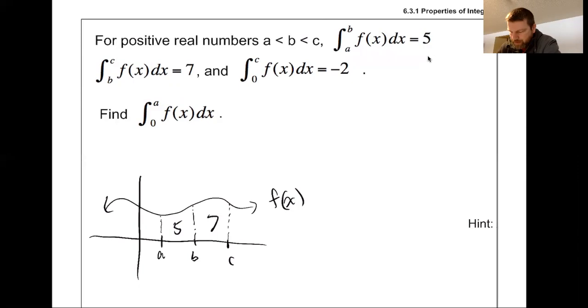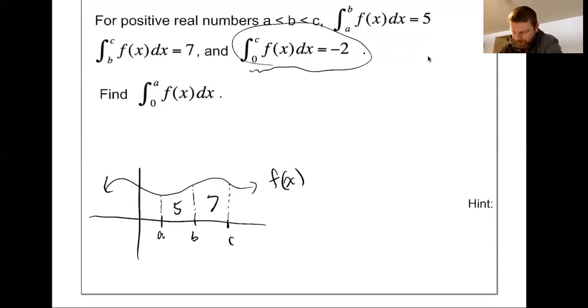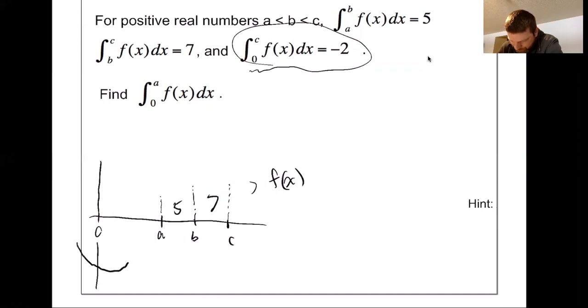And then the last thing it tells me is the integral from 0 to c is negative 2. How do I get a negative value? The only way I can get a negative area is if the function dips below the x-axis. So here my sketch might kind of fall apart a bit. When I started at 0, let's put 0 over here, I definitely had some negative area. So let's say my function actually looked like this. Maybe I'll even cross right at a just to make it easy to see. I don't have to, but I will. There we go. Sure. Let's say that's my graph.